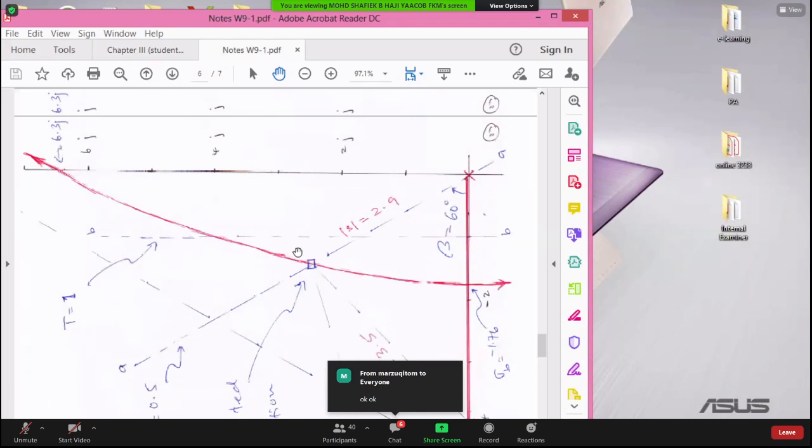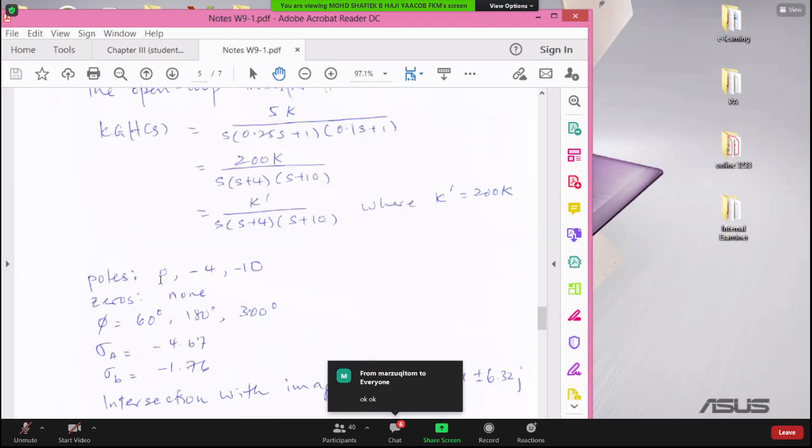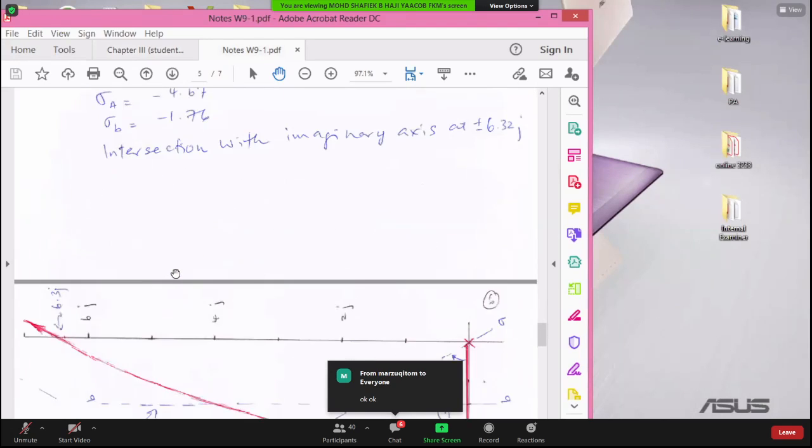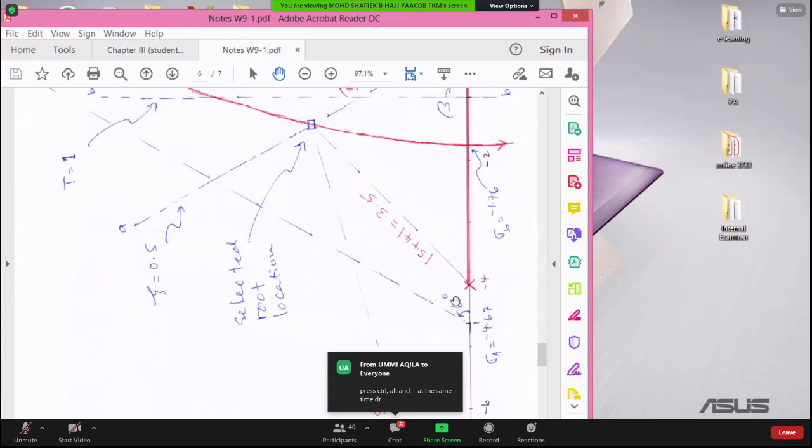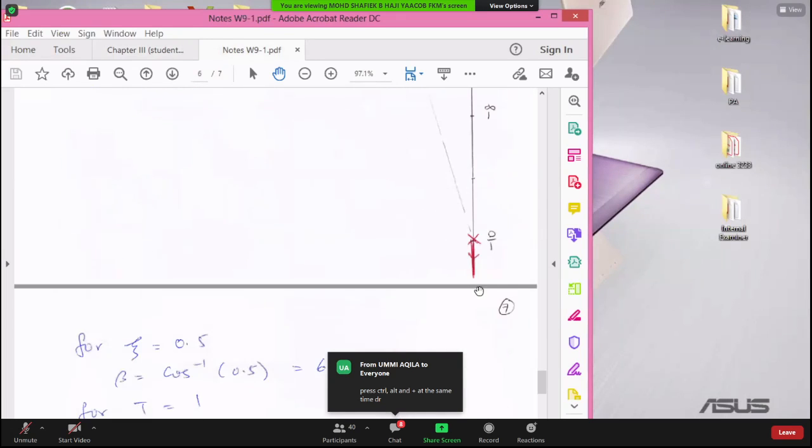Okay. All right. So now you have 3 poles, one at the origin. Tilt your head to the left. One at the origin, one at -4, and one at -10.